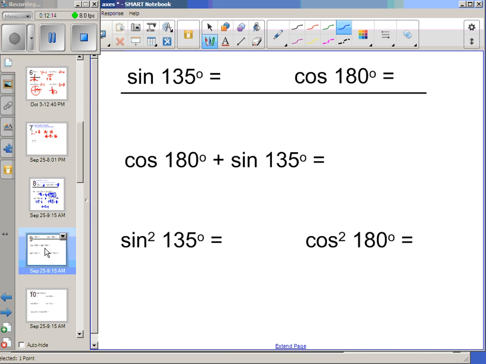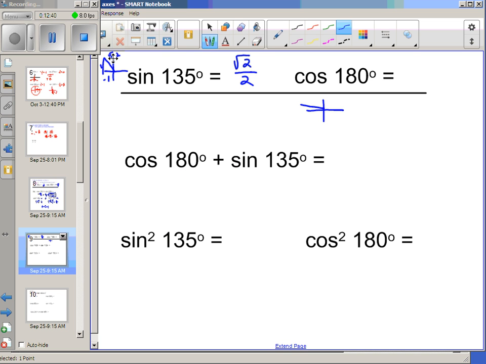Let's try one more set. So sine of 135 degrees. I start with my 135 right there, my 45-degree reference. So I have negative 1, 1, root 2. And I know I'm just going to rationalize in my head because I am so used to these numbers now. Sine of 135 is root 2 over 2. Cosine of 180. Oh, here we go.